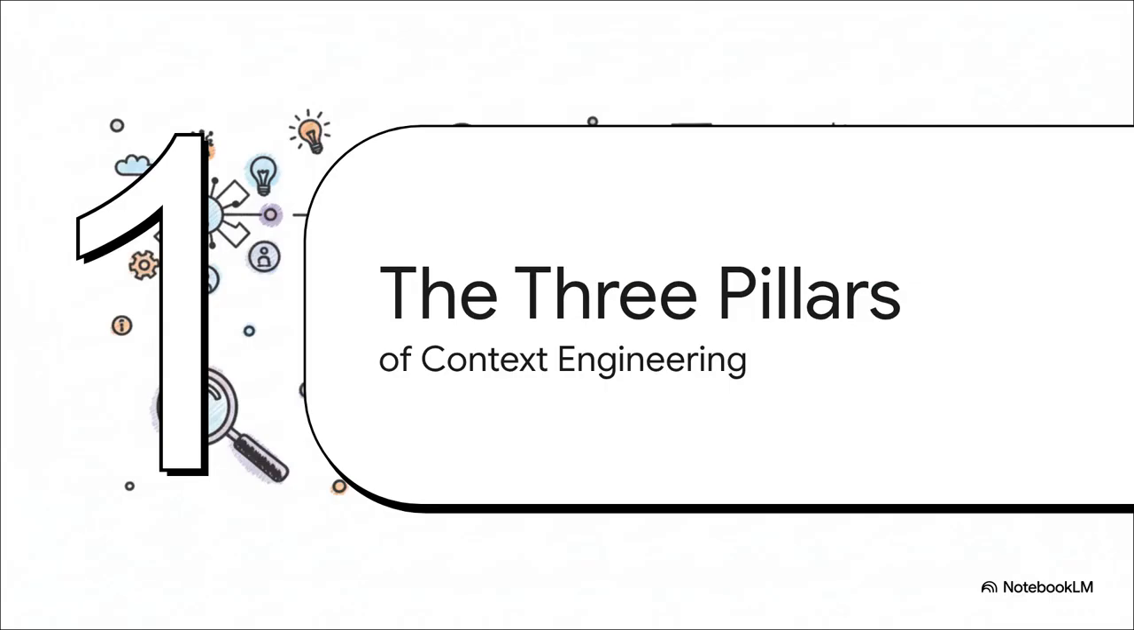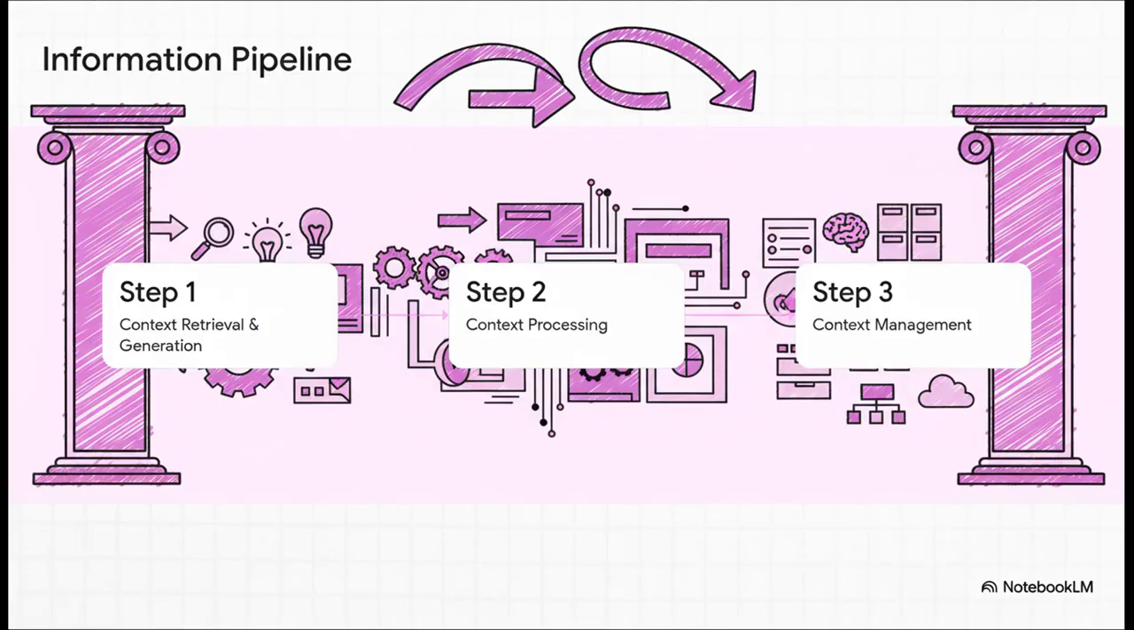So how does this actually work? Well, the whole idea is really built on three main components. You can think of them as the three pillars of context. These three pillars create a kind of pipeline. It's how information flows through one of these advanced AI systems, from finding the right data in the first place to actually using it in a smart way.